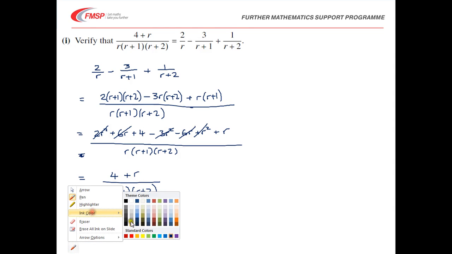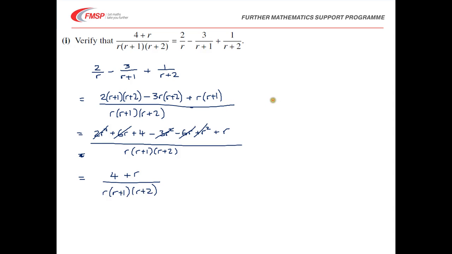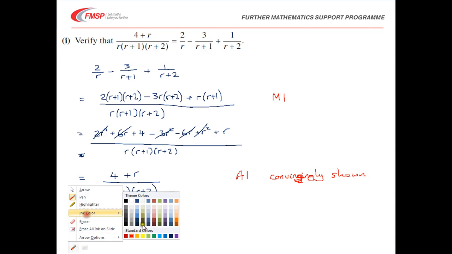Okay, the mark scheme for this says method 1 for an attempt at a common denominator and accuracy 1 for convincingly shown. Can't spell convincingly shown. Okay, so it does need to be set out correctly.